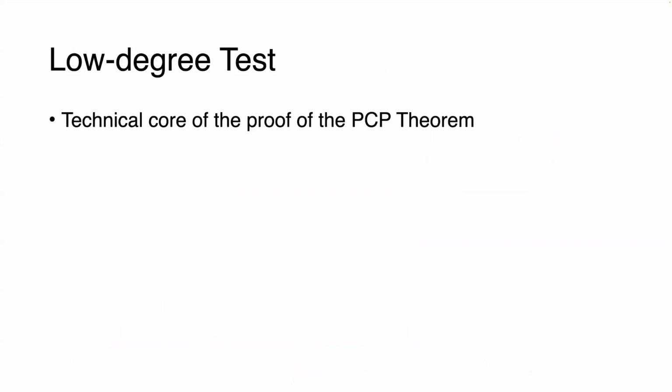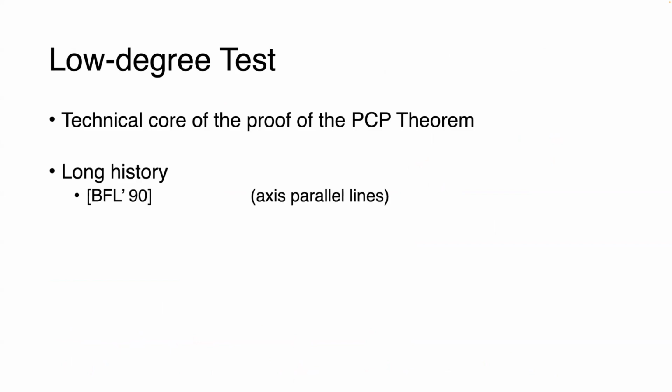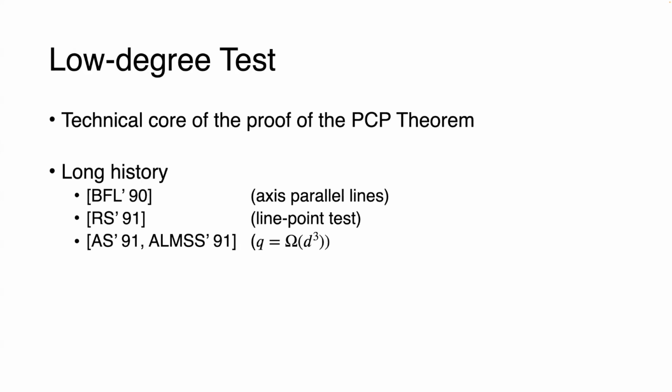And the low-degree test is quite important in the context of PCPs because it forms the technical core of the PCP theorem. It has a very long history, and there are many variants of the low-degree test that have been analyzed over time. One variant is the notion of axis parallel lines, where the lines aren't picked from the set of all possible lines in the ambient space, but focus just on these axis parallel lines. Rubinfeld and Sudan introduced and analyzed the line point test, and the works of Arora-Safra and Arora-Lund-Motwani-Sudan-Szegedy worked with an analysis where the size of the field is cubic in the degree.